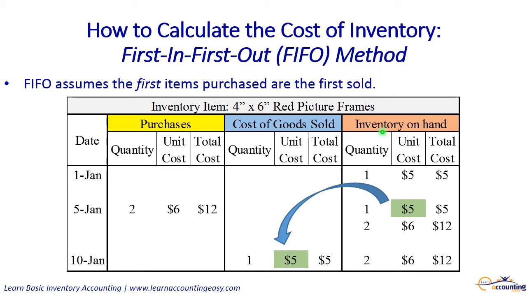First in, first out says, well, the first one that we got in was $5, so we're going to assume that the first one we sell is the first one we got in. So we just take the 5 and we use it down here. So the inventory that's on hand at the end of the period, we're going to assume that it's the 2 that cost us $6 a piece.